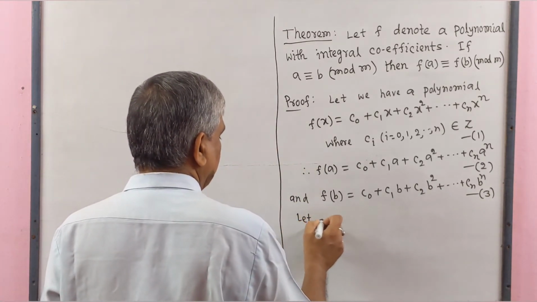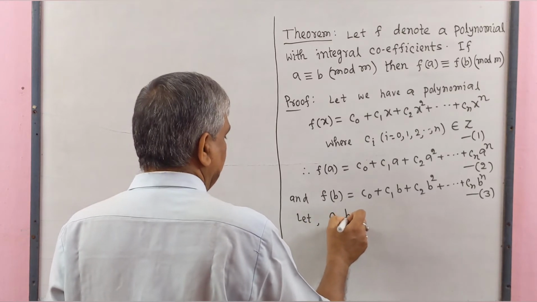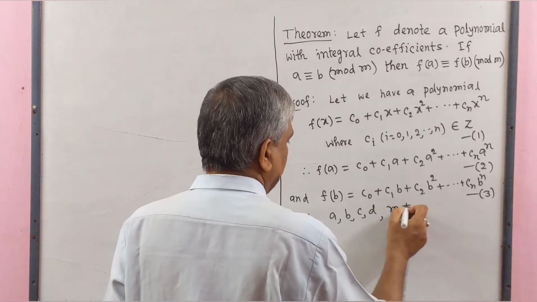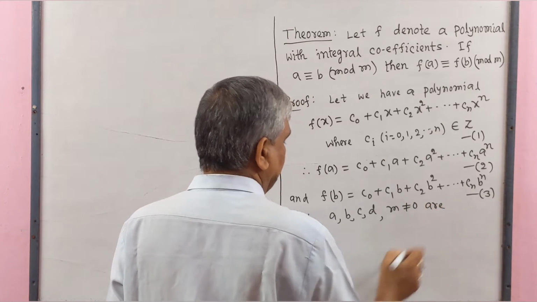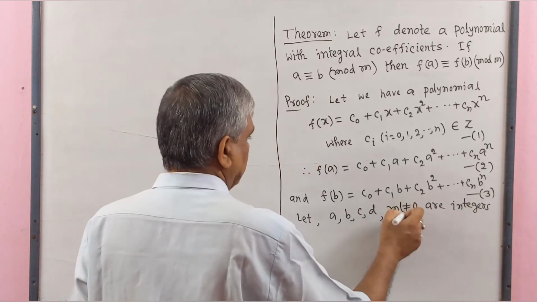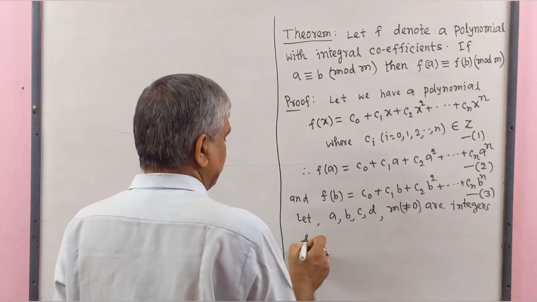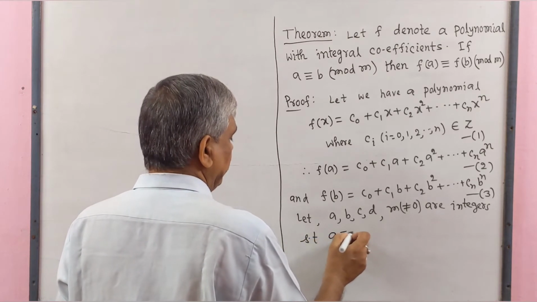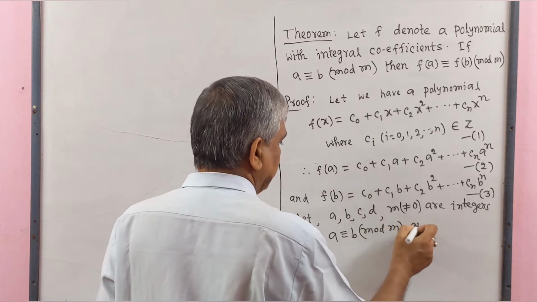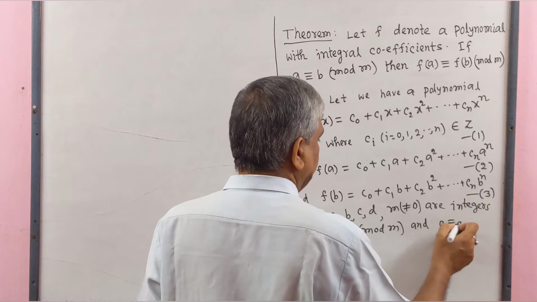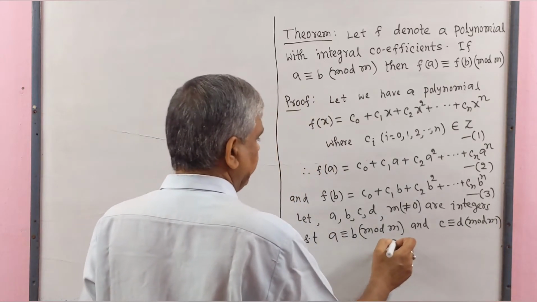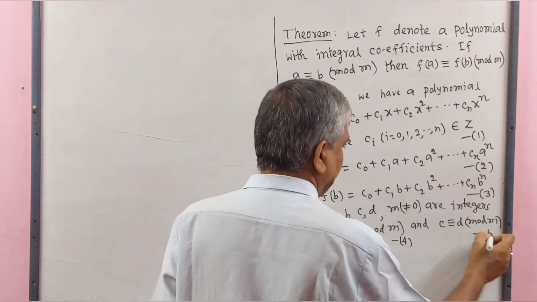Let a, b, c, d, m not equal to 0 are integers such that a congruent b modulo m and c congruent d modulo m. This is number 4 and this is number 5.